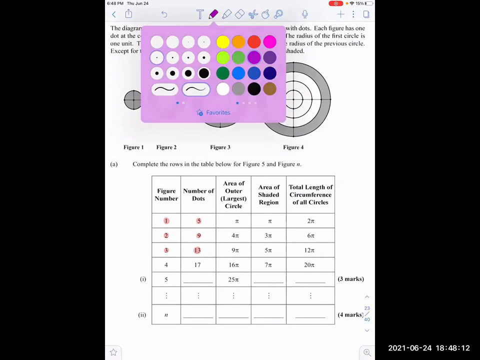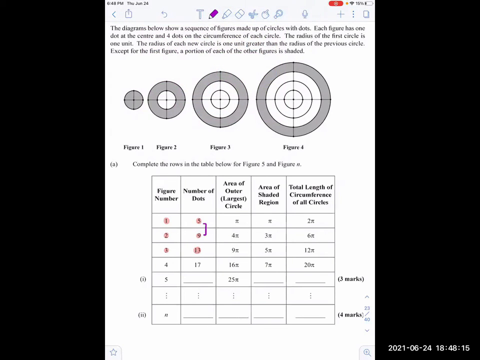What is the difference between 5 and 9? 4. Almost. What is the difference between 13 and 9? 13 minus 9. What is the difference between 17 and 13? 4. 4. So how much do you expect the fifth to be? 21. You all agree?